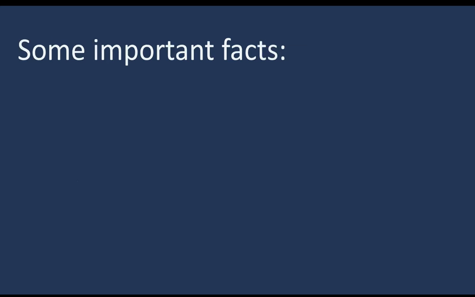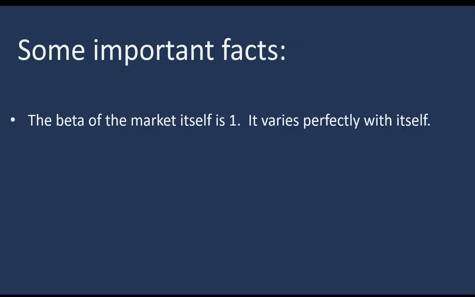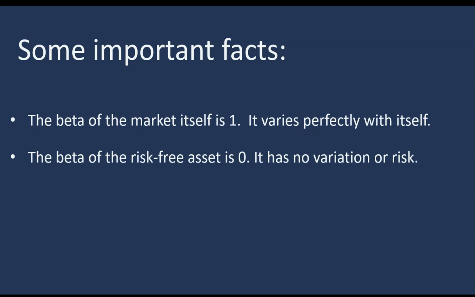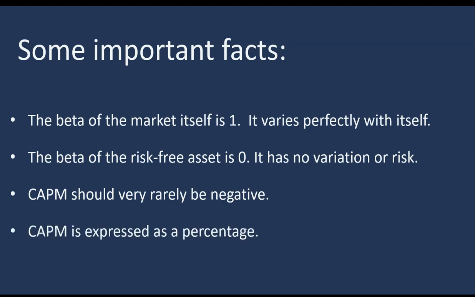Some other important facts here. The beta of the market itself is 1. It varies perfectly with itself. So if you need to know the beta of the market, now you know it is 1. And the beta of the risk-free asset, those Treasury bonds we've talked about, is 0. It has no variation or risk. It's a risk-free asset, so it has no variation. CAPM is very rarely negative. That would mean an expected negative return. That's not typically the case. When you see the math, you'll understand why. And CAPM is expressed as a percentage, so the outcomes will be percentages.